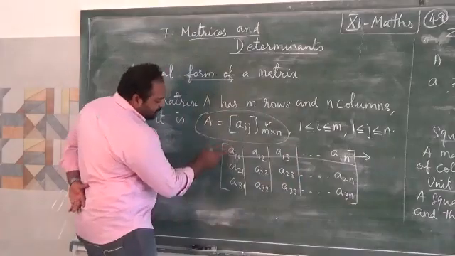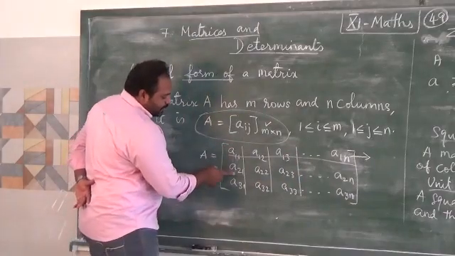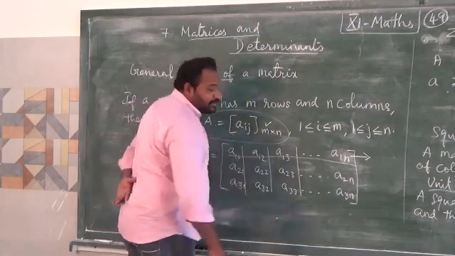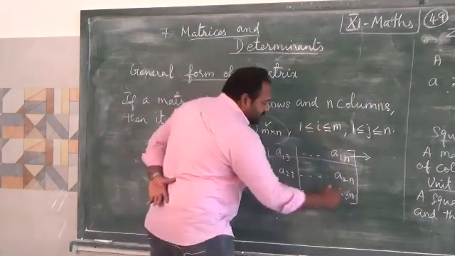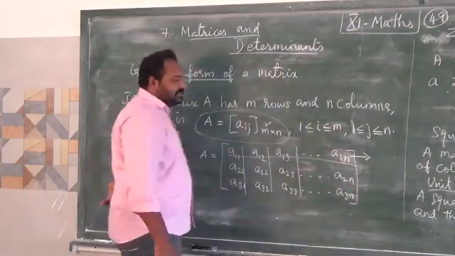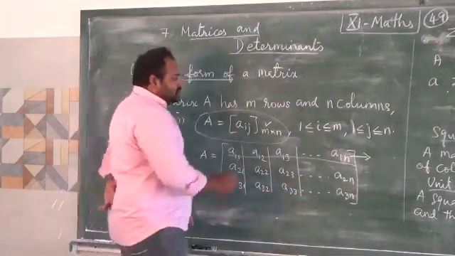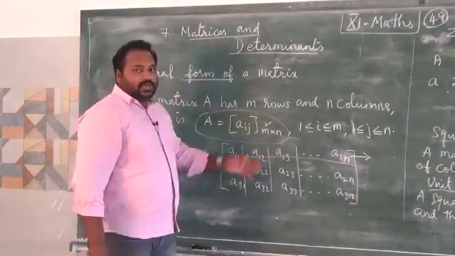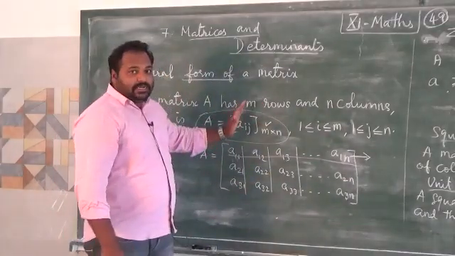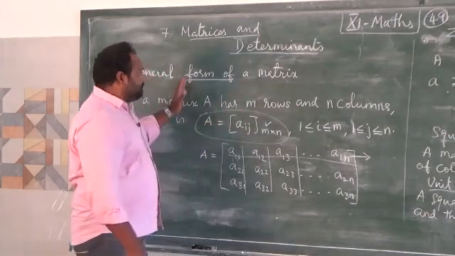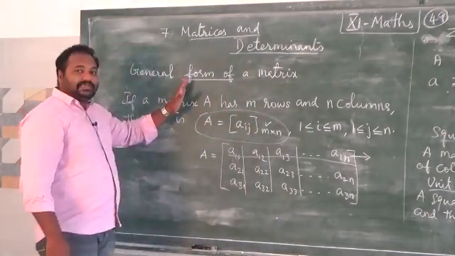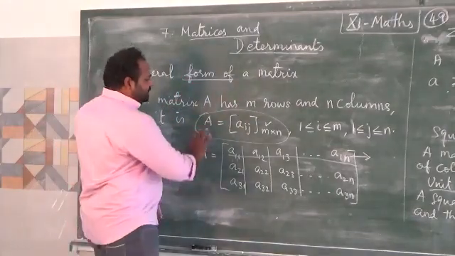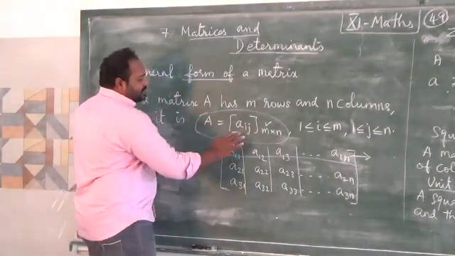See here, A11, A21, A31 arranged like this is called a column. So this is one column, and we have several columns in this matrix. So this is the general form of a matrix. We have already learned this in previous classes, in the basics of matrices in 10th standard, so it is not difficult for you to understand. A matrix can be written in general form.